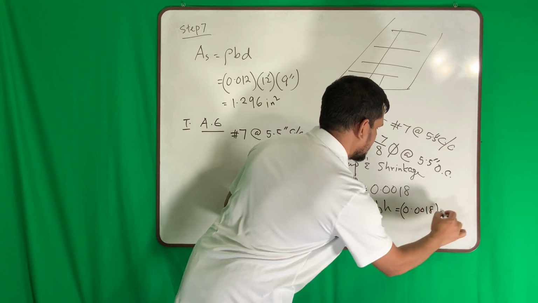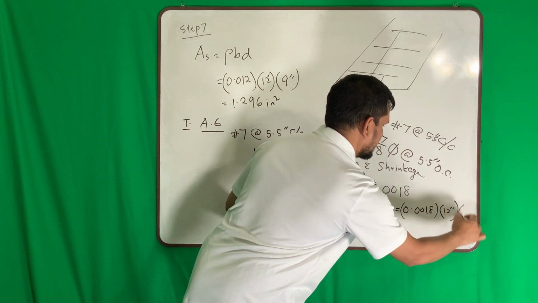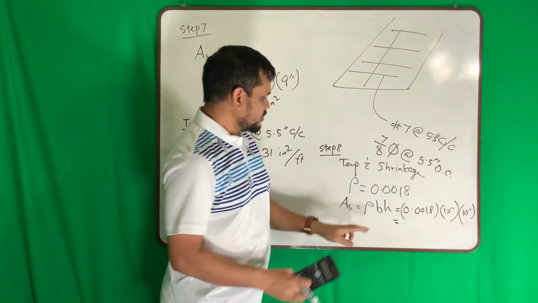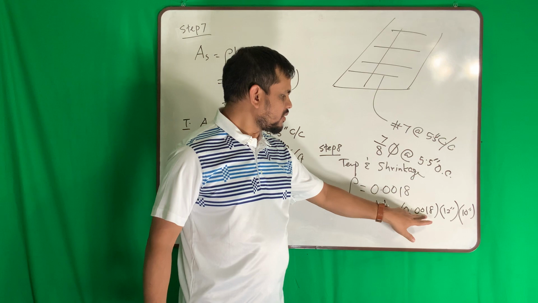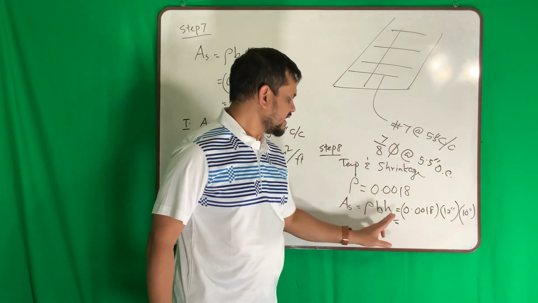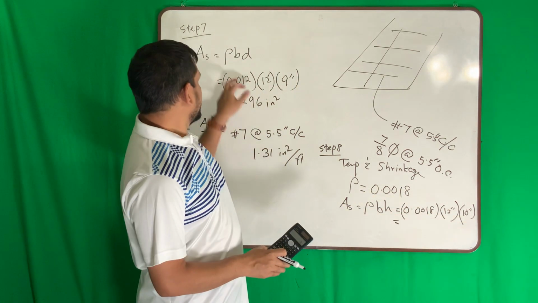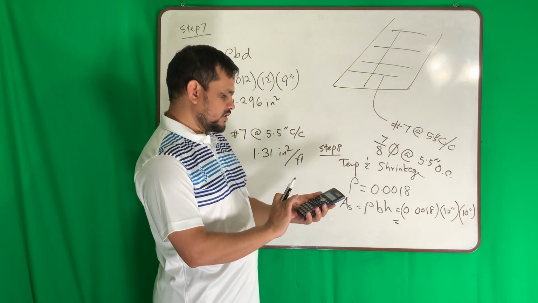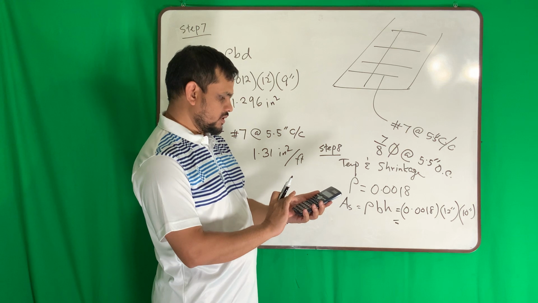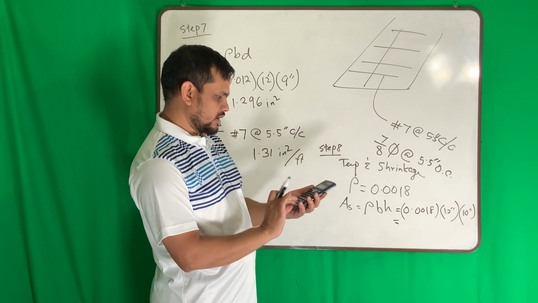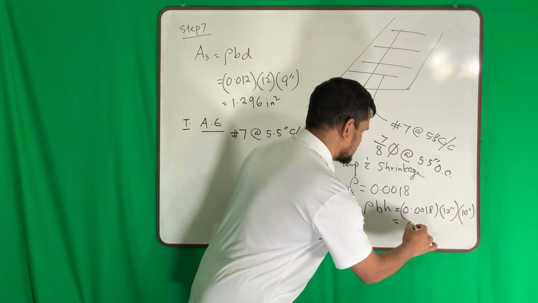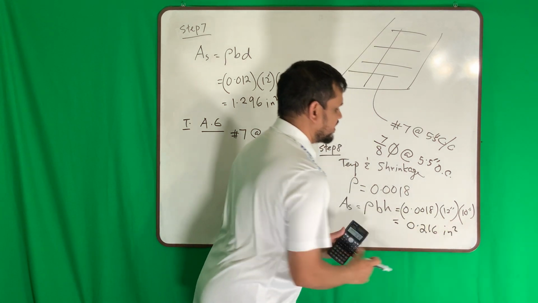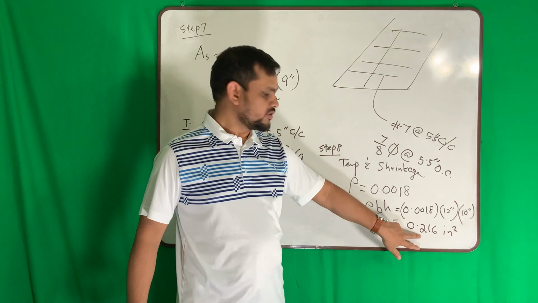0.0018. B is 12 inch, Ace is 10 inch. So rho is 0.0018, B is 12 inch, Ace is 10 inch. That time T was 9, not 10. So 0.0018 times 12 times 10. I got 0.216 inch square reinforcement. Very small reinforcement per feet.